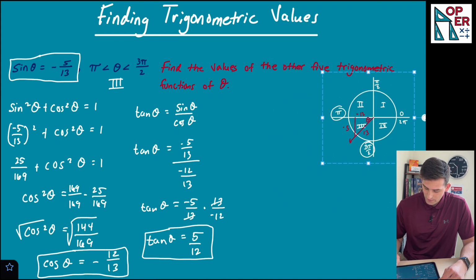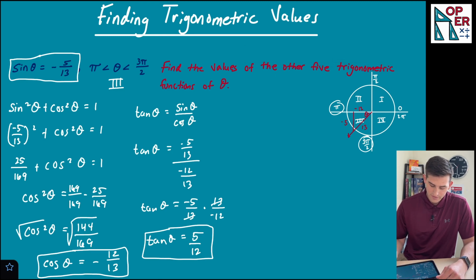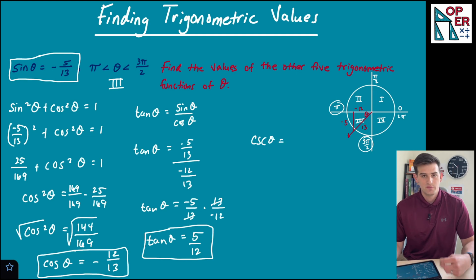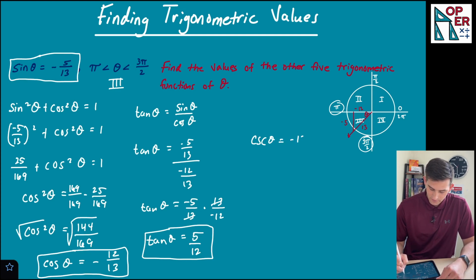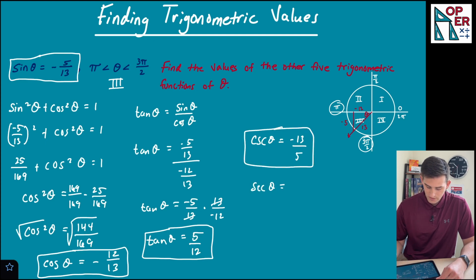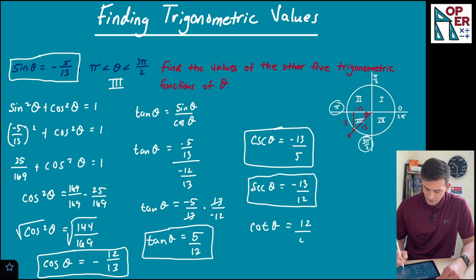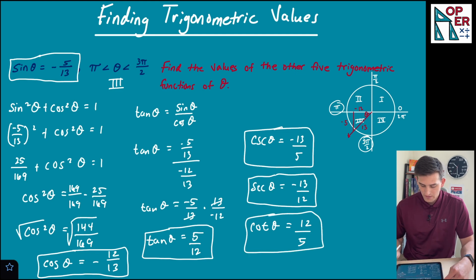Now let me reduce the size of my unit circle and put it up here in the corner. Now let's find our other three values. Cosecant of theta is the reciprocal of sine of theta, so we have negative 13 over 5. Secant of theta is the inverse of cosine, negative 12 over 13, so the inverse of that is negative 13 over 12. And cotangent of theta is the inverse of tangent, so 12 over 5. All right, and that is how we can find some trigonometric values.